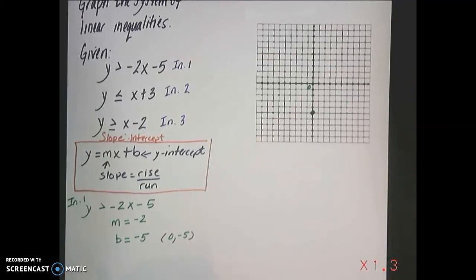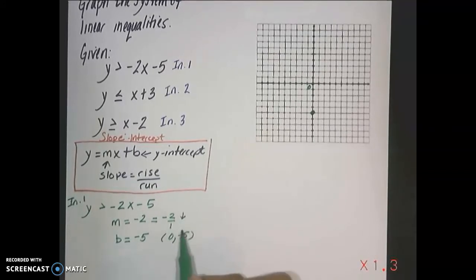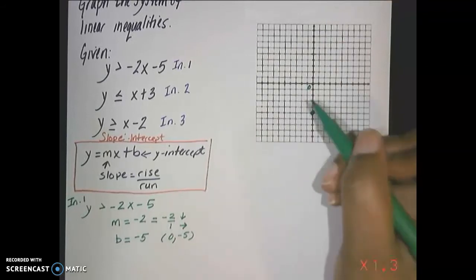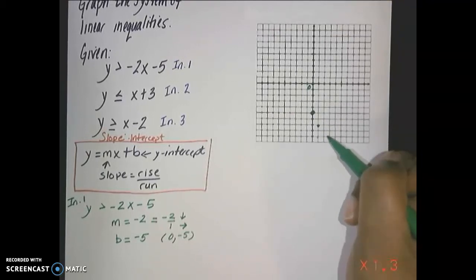Then as far as the slope is concerned, my slope is negative 2, which can also be written as negative 2 over 1. I'm just going to start here. But I know that from that point 0, negative 5, I can go down 2 and to the right 1, and I'm going to have another point. So from 0, negative 5, I go down 2 and right 1, and I have a point. I can do it again. Go down 2 and right 1, and I'm going to have a point.